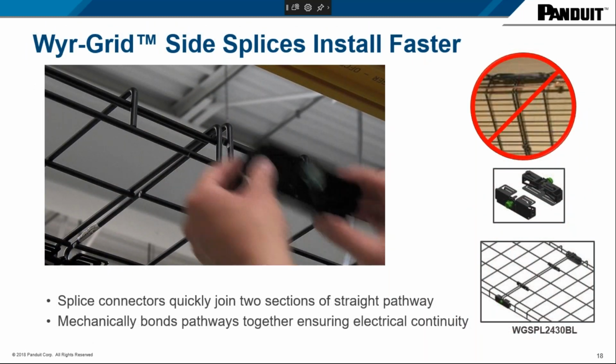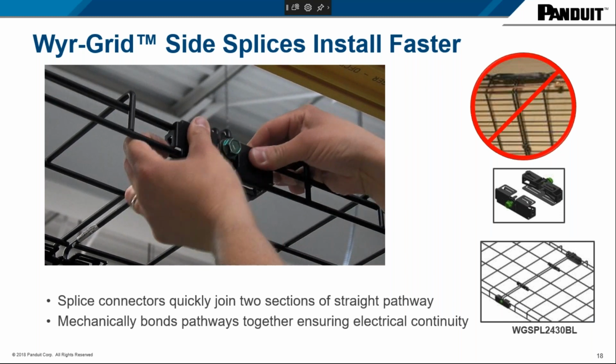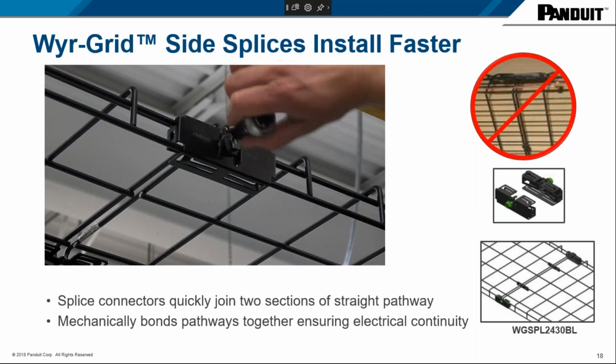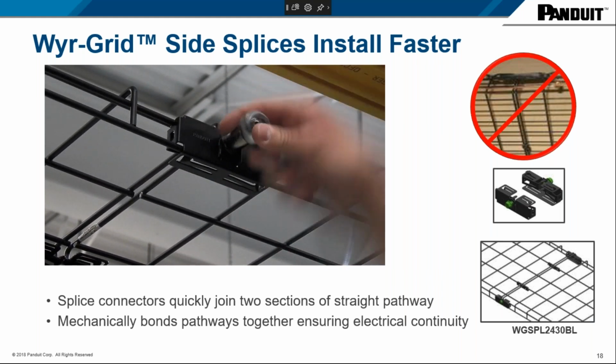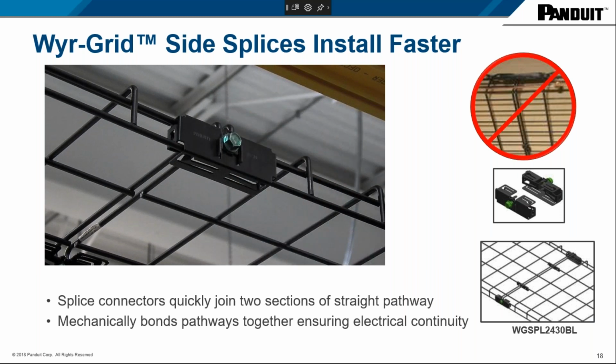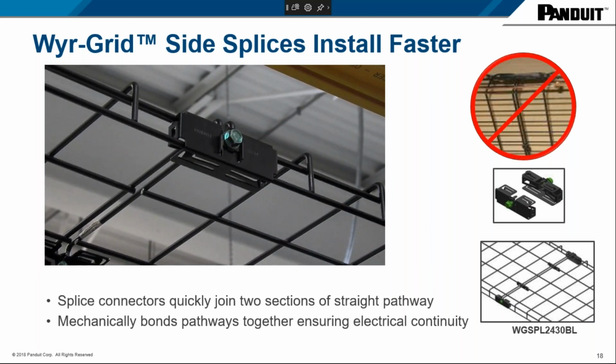And here is another unique feature of our Wyr-Grid offering, our side splice installation. Here we're bonding two sections of the pathway, and we're also ensuring that we have an electrically bonded pathway. Again, that bolt is scraping into the paint, and after that's done, as you saw, the installer was able to do that in less than a minute. This ensures a properly bonded pathway, again with no meddling with loose hardware. It was done in less than a minute.